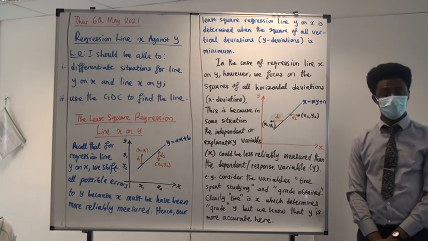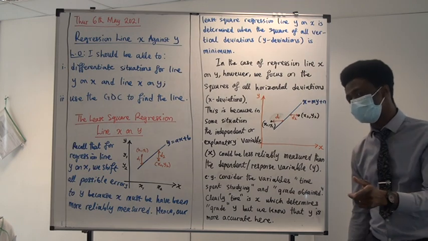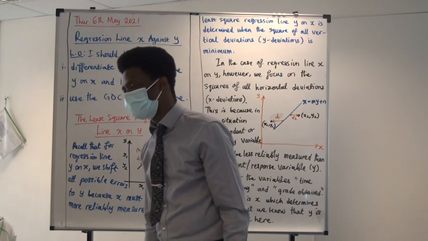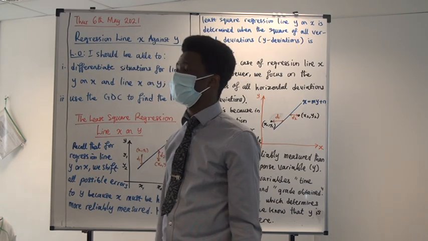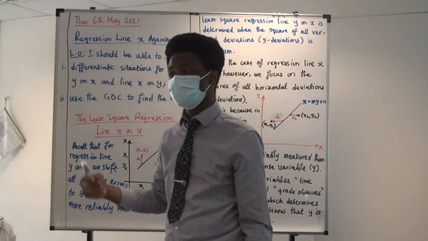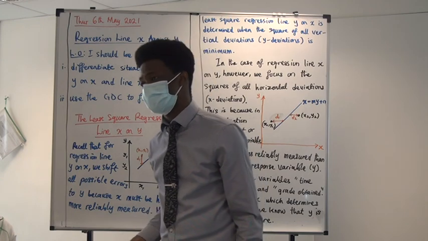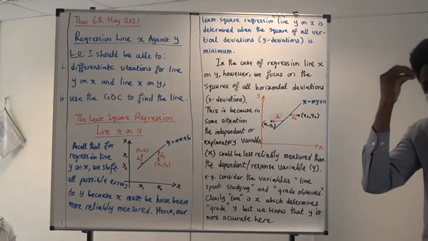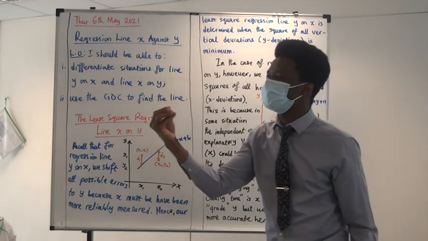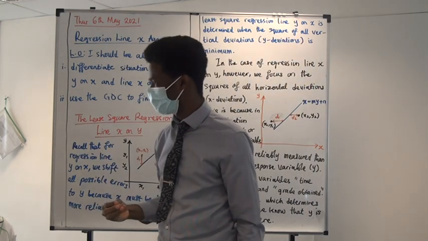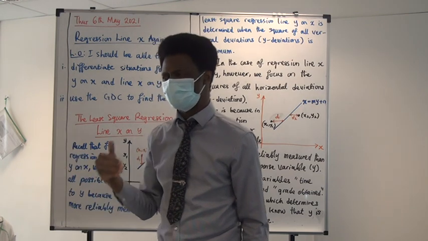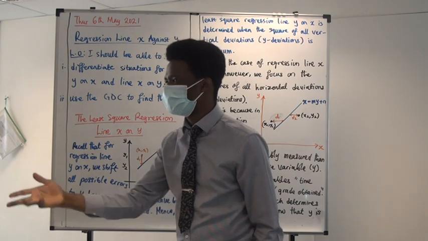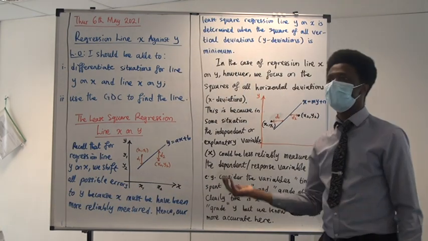Does that make sense? So in some questions that will be challenging, you'll be given a scenario, then you'll be charged with the responsibility of identifying whether to use X against Y or Y against X. It's easy to identify the independent and dependent variable. Then you will think about it yourself. Which one is more reliably measured? Which of the data could have been an approximation and not exact? And that determines whether to use X against Y or Y against X.